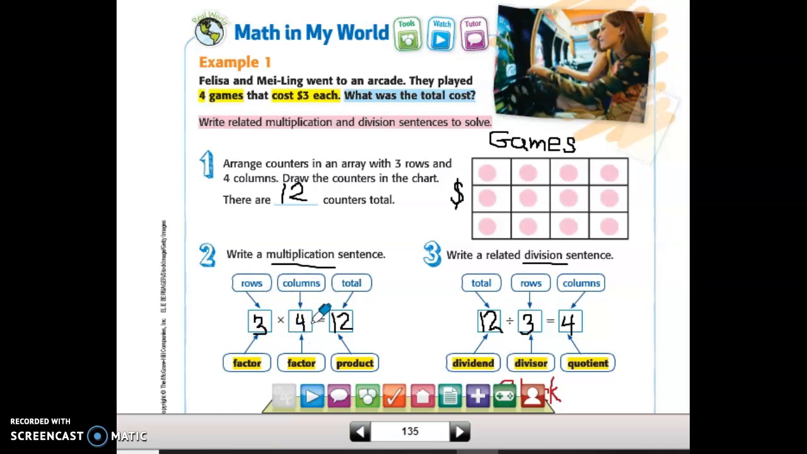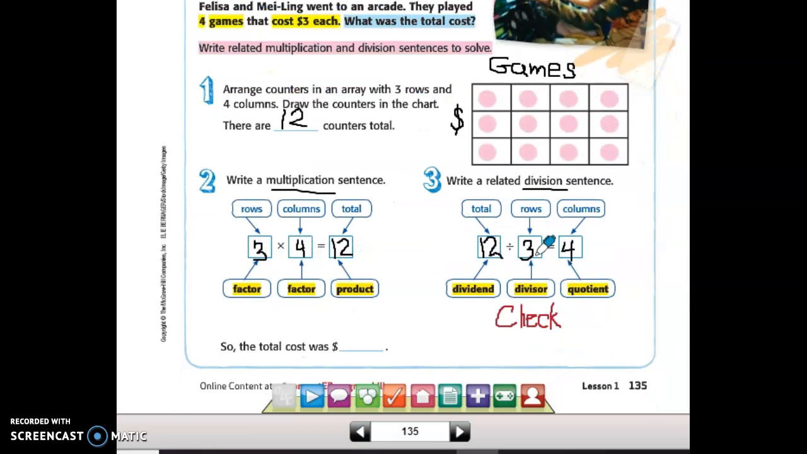Both of the pieces of a multiplication equation are called factors, and the answer is a product. In division, we have the dividend, which is the largest number, the divisor, which is what we're dividing, and how many groups we're dividing, and the quotient is the answer. And the division will help us check, because what was the total cost? Since it says total, that tells me I want the product. I need the multiplication equation in order to answer this question. So the total cost was $12.